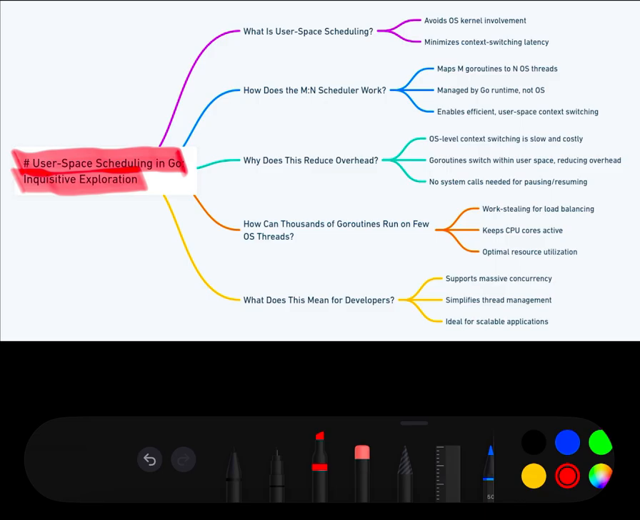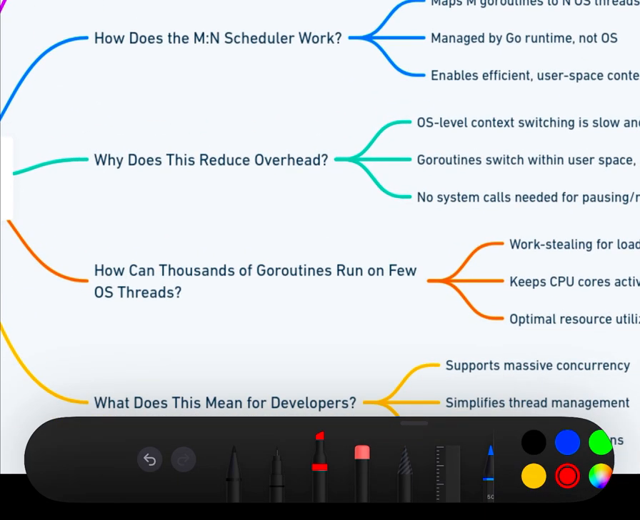What is user space scheduling? Imagine a world where your application could run thousands of concurrent tasks without involving the operating system's kernel. With Goroutines, Go achieves this through user space scheduling.